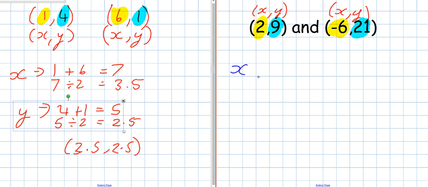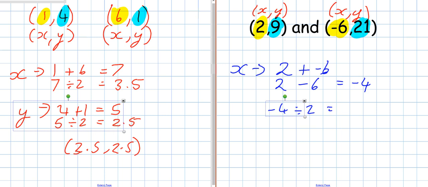And then I'm going to go through it and identify the average of my x values. So my x values are 2 plus negative 6. Well, 2 plus negative 6, I'm going to subtract 6, so 2 minus 6 is minus 4. If you find dealing with negative numbers or directed numbers difficult, draw out a number line to help you. Then I'm going to do minus 4 divided by 2 because I'm halving it, I'm finding that midpoint. So half of 4 is 2, so half of negative 4 would be negative 2.